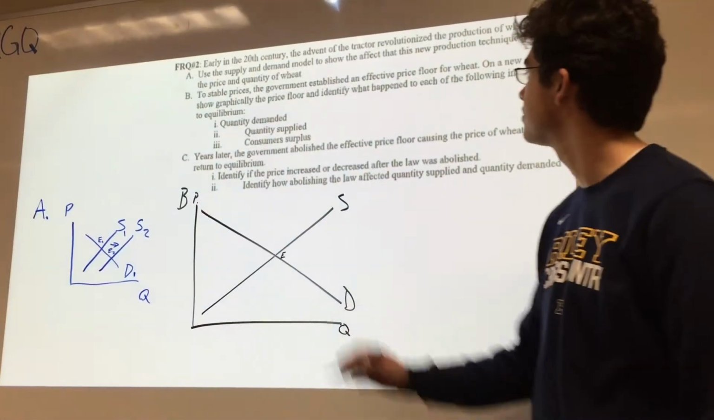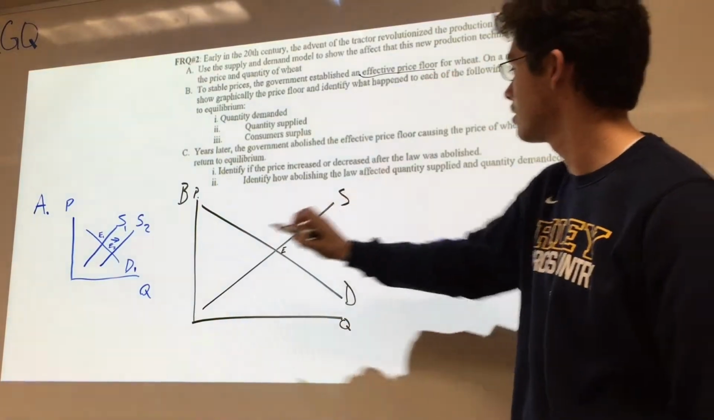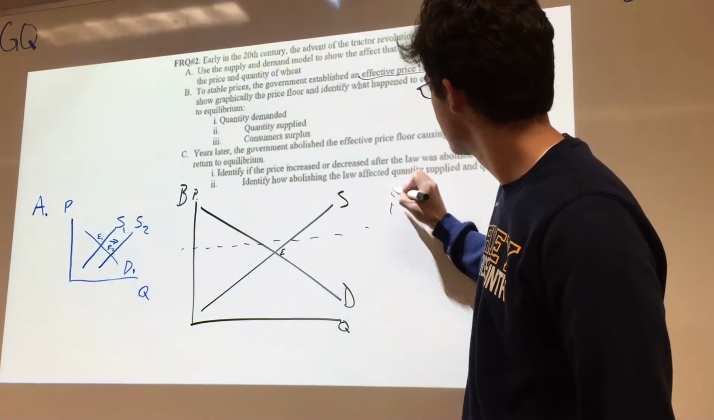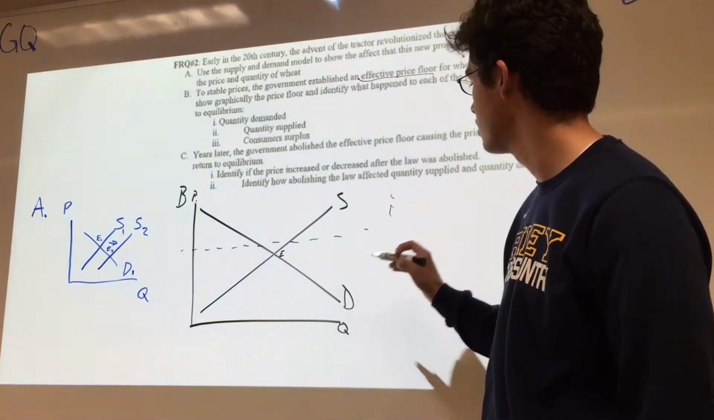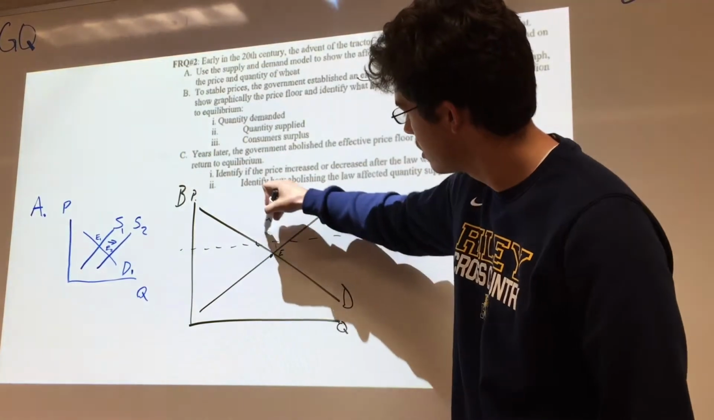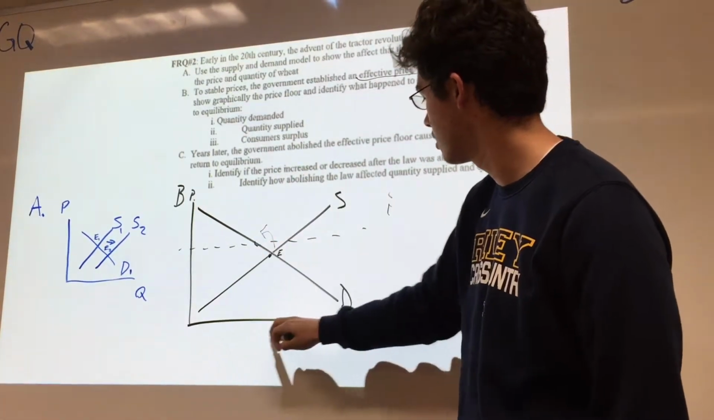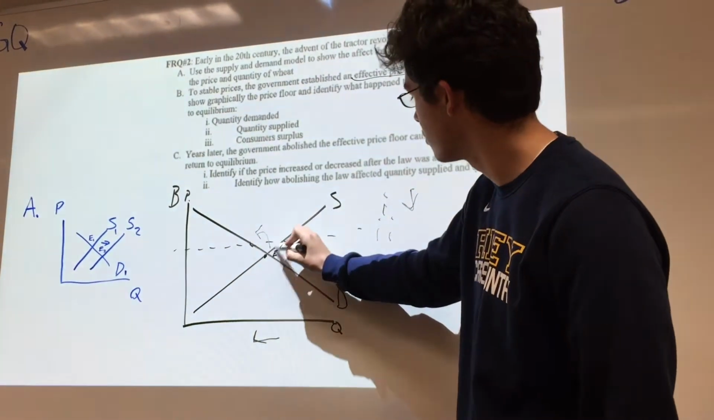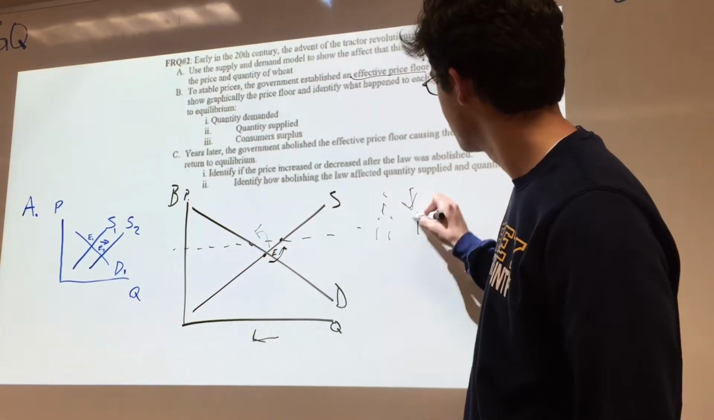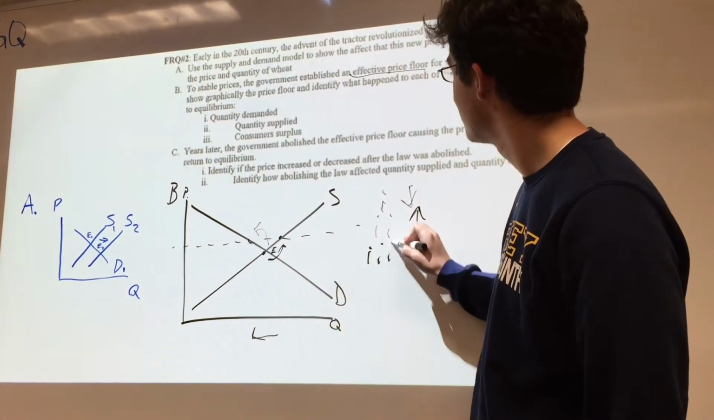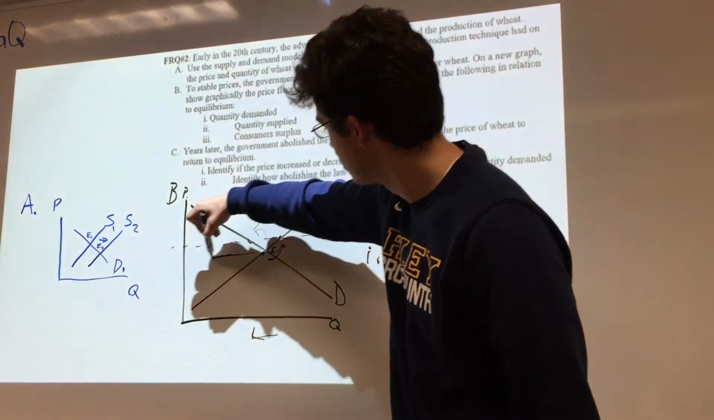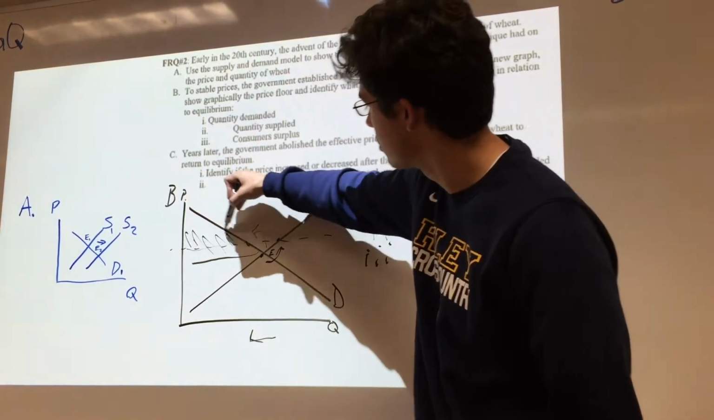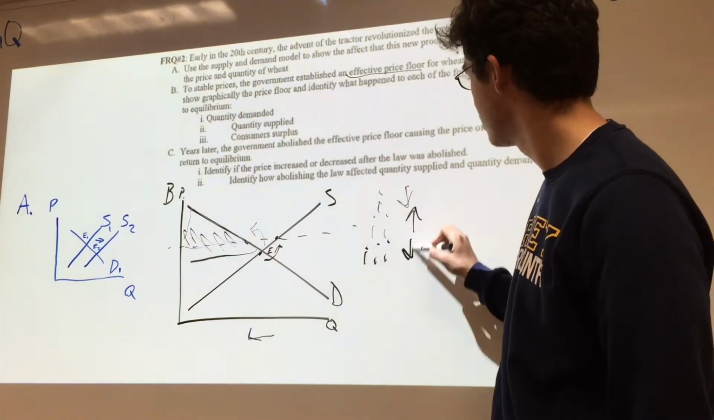So then, alright. So they establish an effective price floor, which means it's one of these. Right? So then for I, it's asking if the quantity demanded, what happened to it? It went from here to here. So it went down. For the quantity supplied, it went from there to there. So it went up. For the consumer surplus, it used to be this whole area, but now it's just this whole area. So that went down.